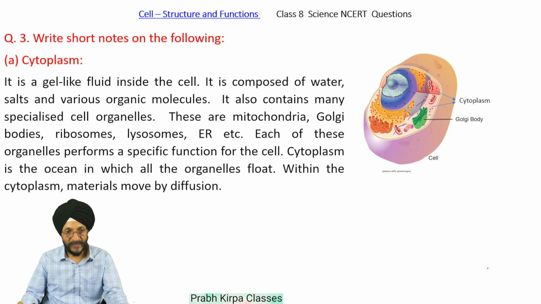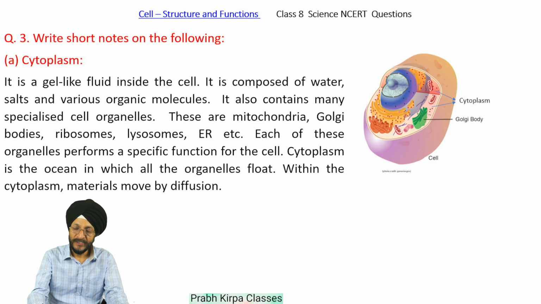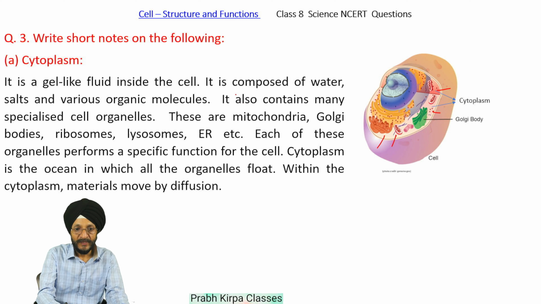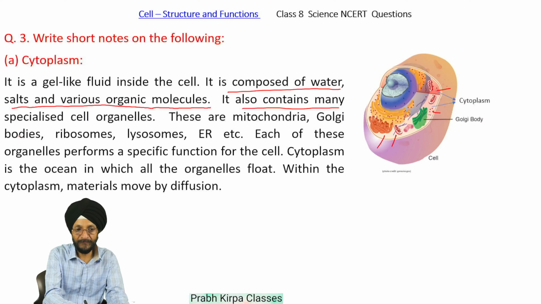Now we have to write a short note on cytoplasm. As already told, cytoplasm is a gel-like fluid which is present inside the cell. This is the cytoplasm. It is composed of salt, water, and various organic molecules. It also contains many specialized cell organelles.